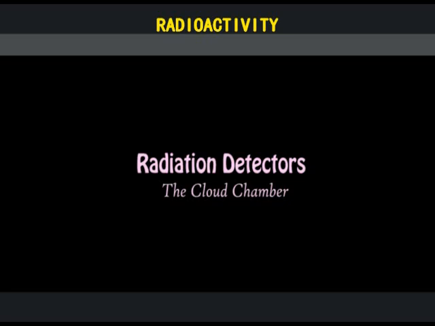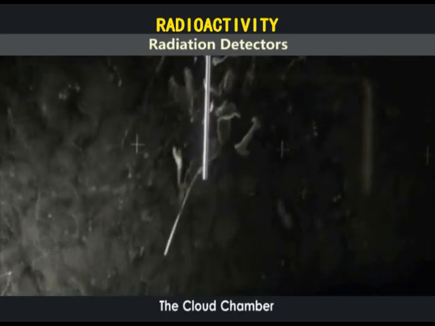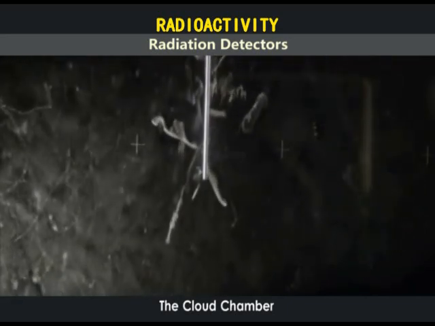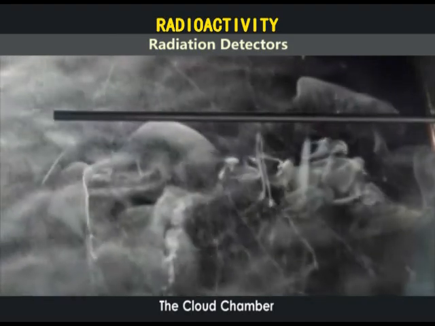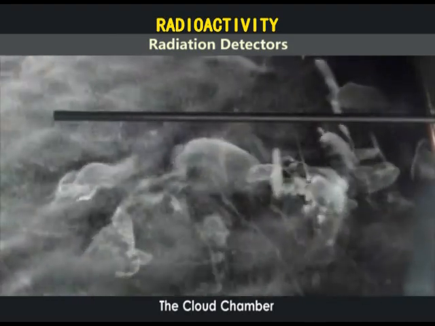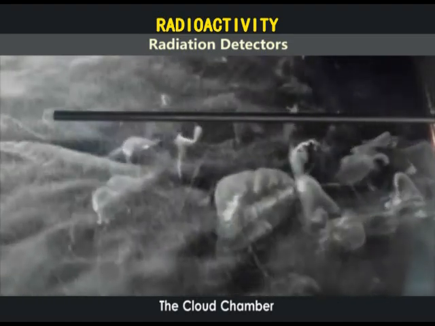Radiation detectors. The cloud chamber. When air is cooled until the vapor it contains reaches saturation, it is possible to cool it further without condensation occurring. Under these conditions, the vapor is said to be supersaturated.